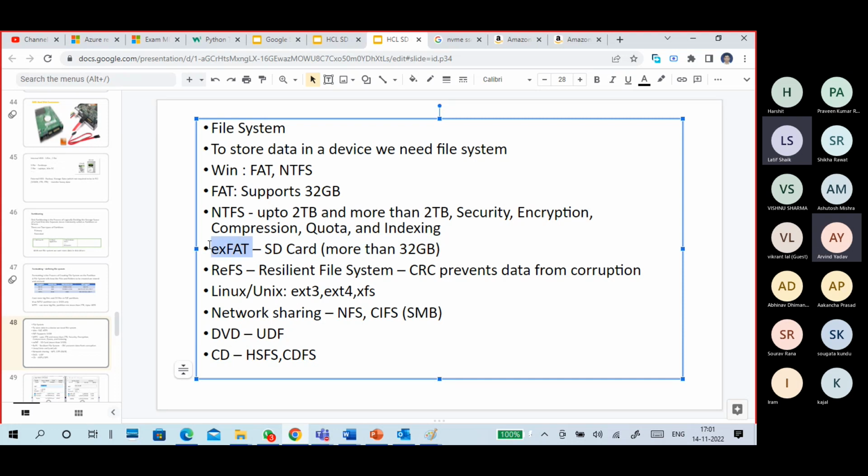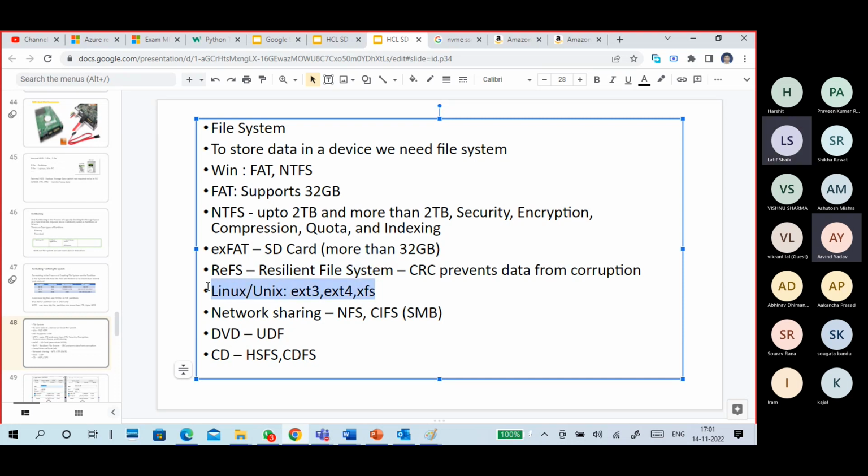Then the alternate solution is exFAT. If you check your mobile phone and put in a memory card, if it is more than 32 GB, even less than 32 GB also, it is exFAT. Another file system, the resilient file system, is also there.